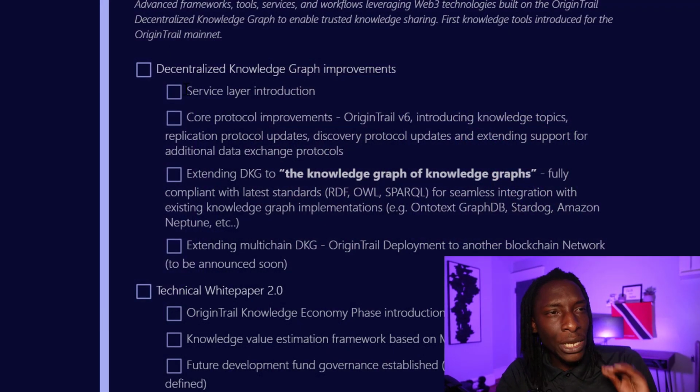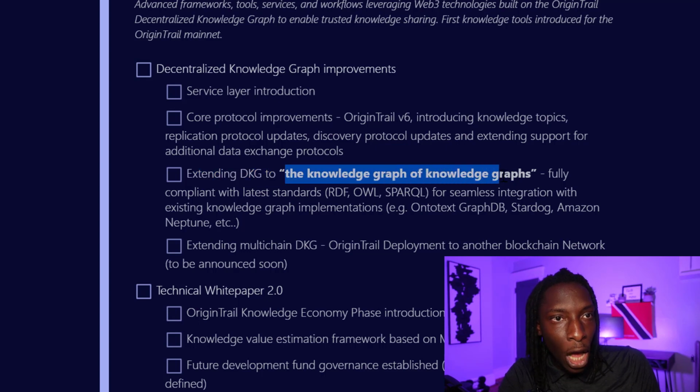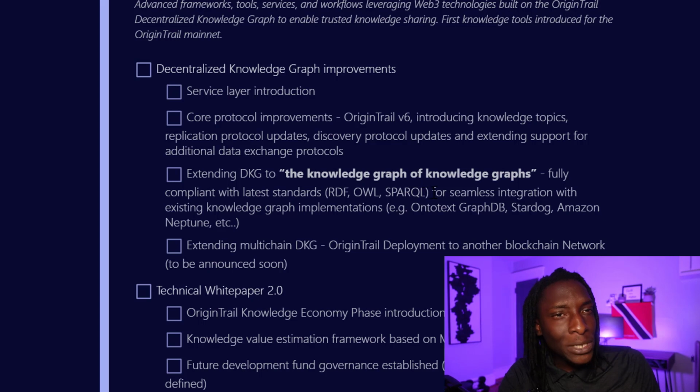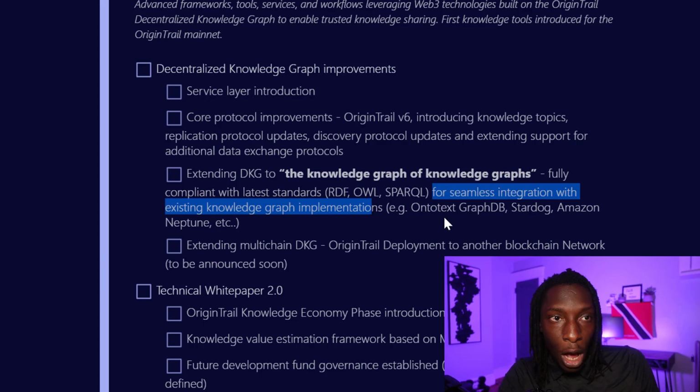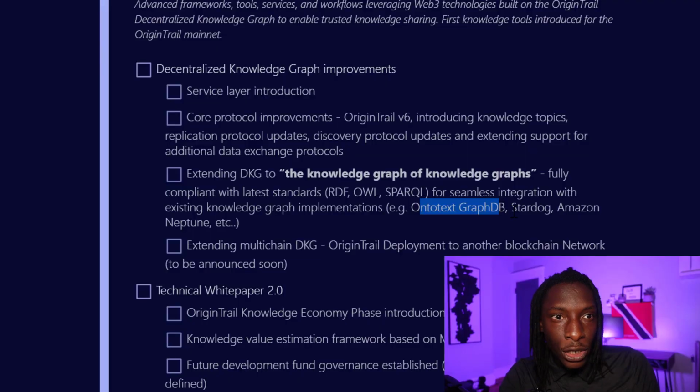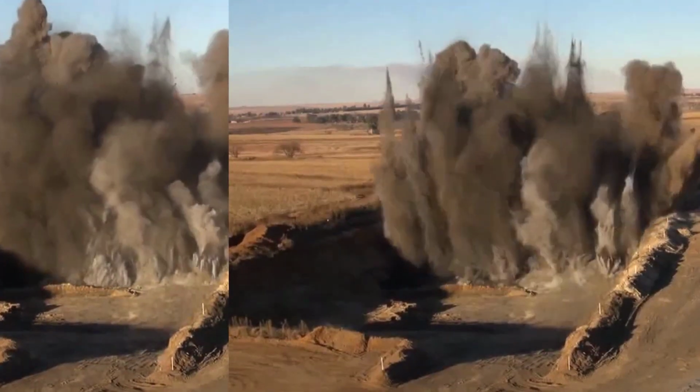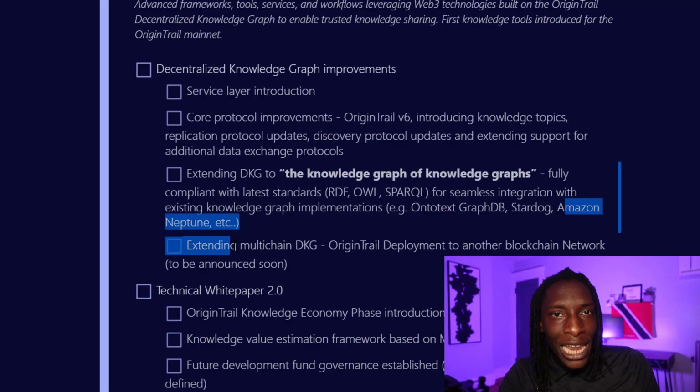So when you read this and it says, extending the DKG to the knowledge graph of knowledge graphs, fully compliant with the latest RDF, SPARQL, for seamless integration with existing knowledge graph implementations, what do you guys see here? Ontotext GraphDB. Stardog. Amazon Neptune.